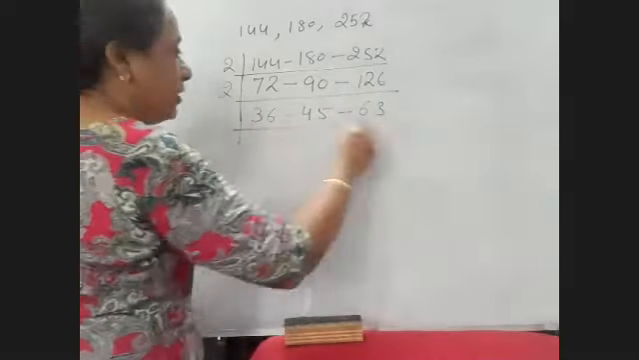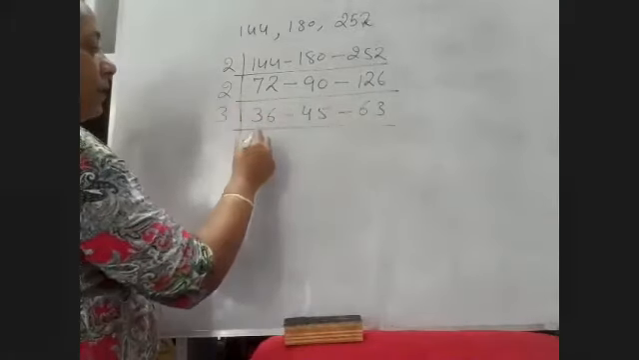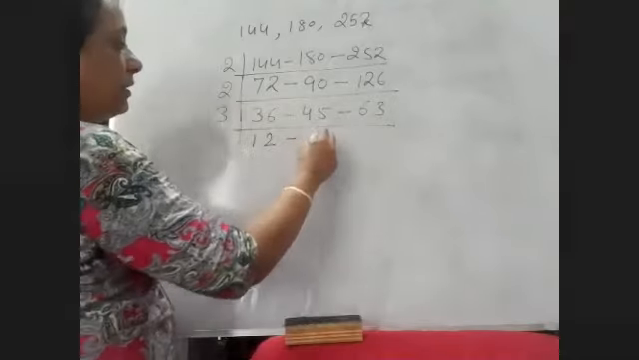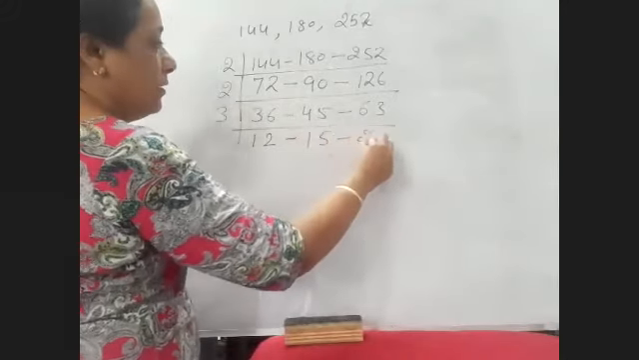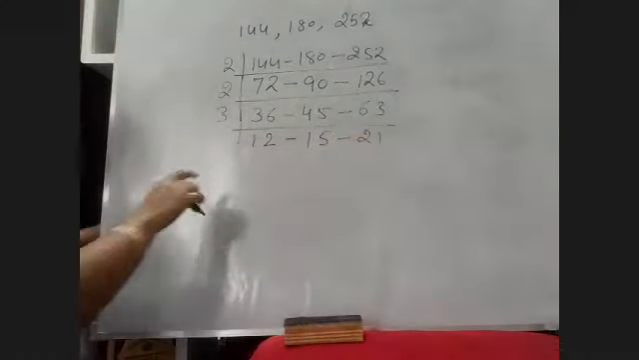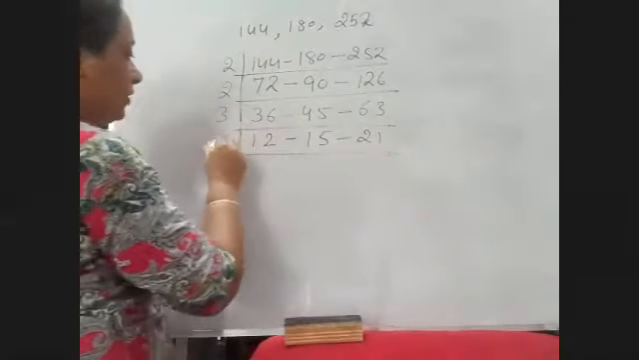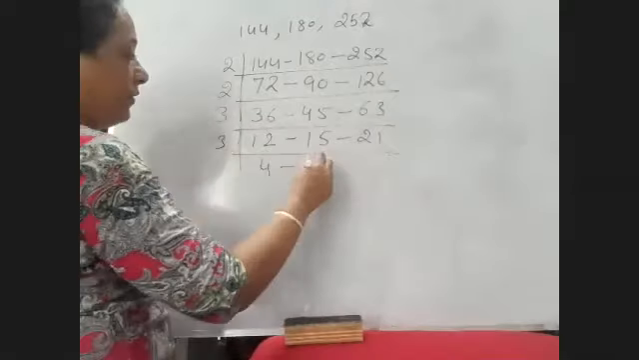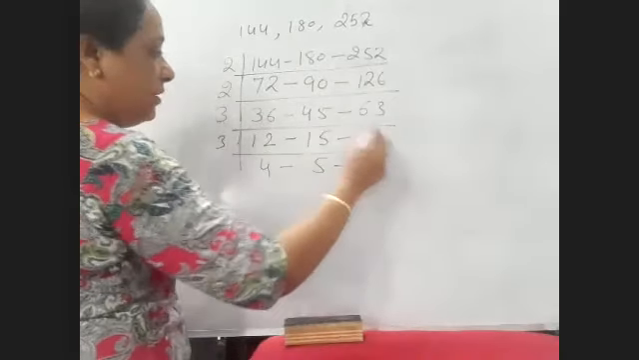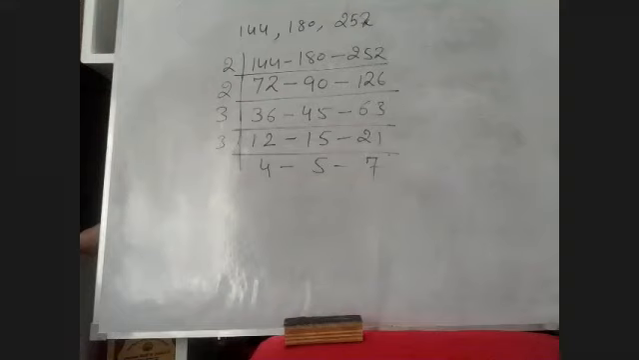So divide by 3. 3, 1 are 3, 3, 2 are 6. 3, 5 are 15. Again, 12, 15, and 21 are multiples of 3. 3, 4 are 12. 3, 5 are 15. 3, 7 are 21. So at last we have the numbers 4, 5, and 7.